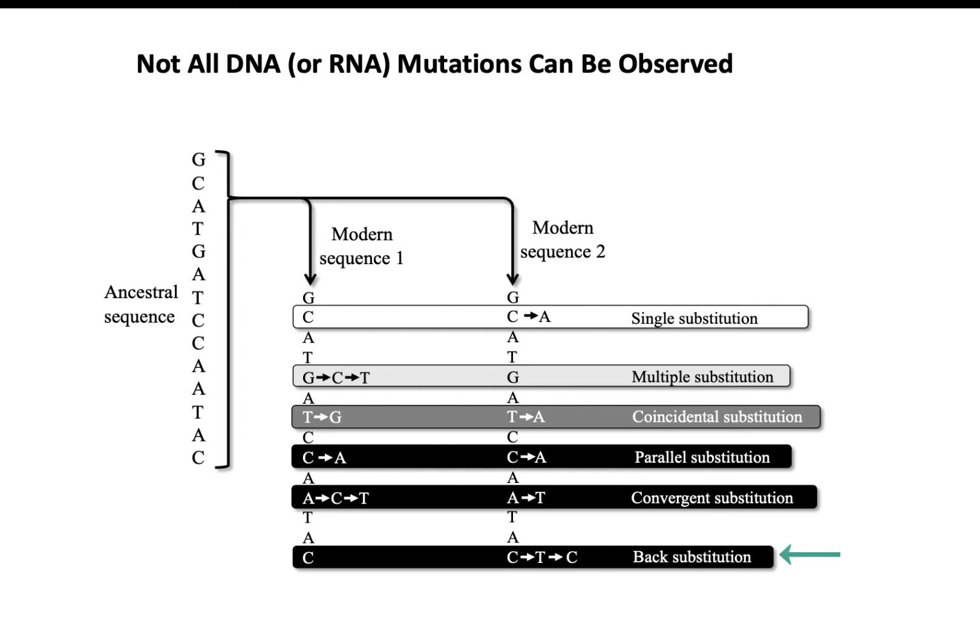And finally, in the case of a back substitution, that is a C to a T to a C change, often those are completely missed because it seems like the C is there, and in the other one the C is there and no changes have occurred. So when analyzing sequences, realize, and this is inferred in minimum evolution too, that many of the changes cannot be observed, for one reason or another. And so you're dealing with the minimum number of changes that lead to that branch or that branching pattern.